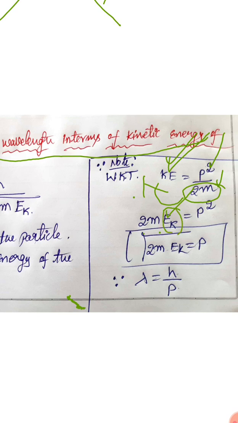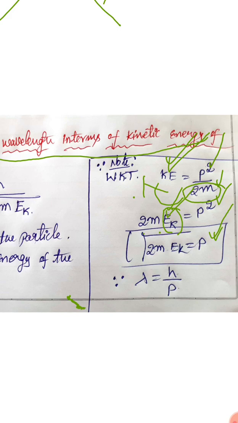2 into the mass of the particle into the kinetic energy of the particle is equal to p square. What we have to get? P. If you take the square to the LHS, what will it be? Square root. Square root of 2m into Ek is equal to p. P is momentum, m is the mass of the particle, Ek is the kinetic energy of the particle.